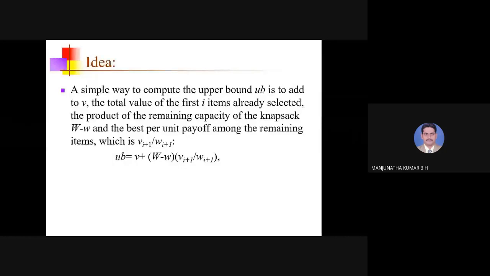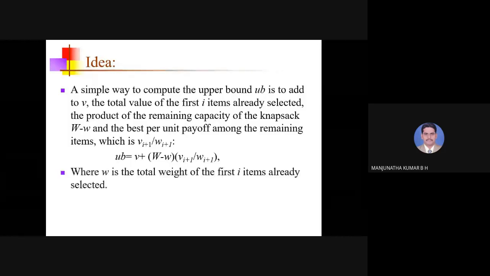I am going to use this formula in solving the problem. Then you can clearly understand. I have explained all these terms. Let me repeat again. UB means upper bound value. Small v is the profit gained till now. Big W is the maximum capacity of the knapsack. Small w is the total weight of the items which are placed in the knapsack.